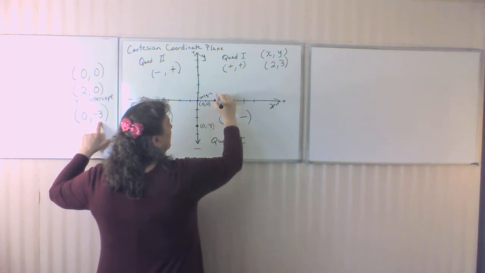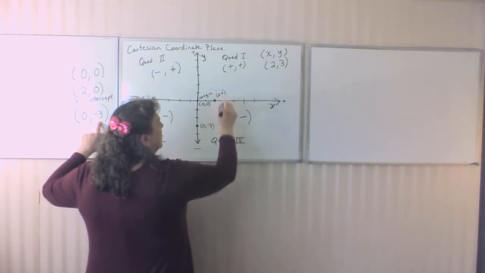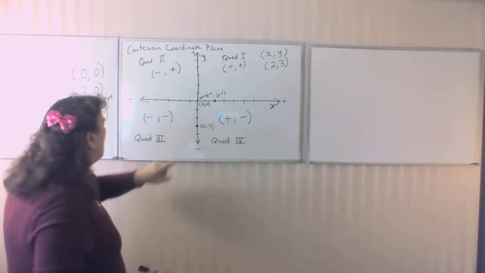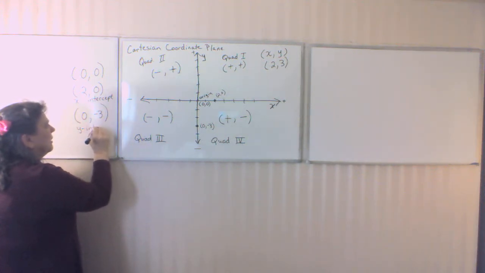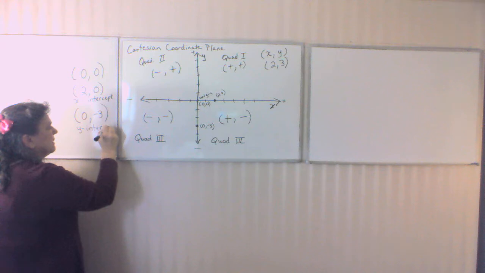And this one here was 2, 0. So this one is your y-intercept because it is on the y-axis.